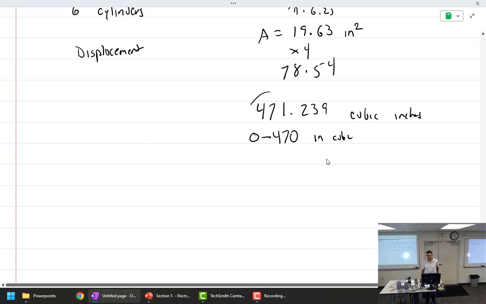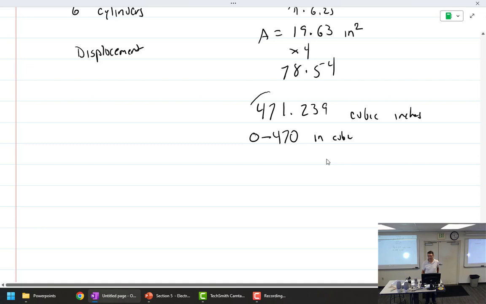Yes. Why'd you bring down the 470? Because in aviation engines, when they actually give it a name, they round to the nearest 10. Gotcha. Nearest 10 would be 470. That's 465 to 474 would be a 470. But there's only one 470 engine out there, and it's 471.239.